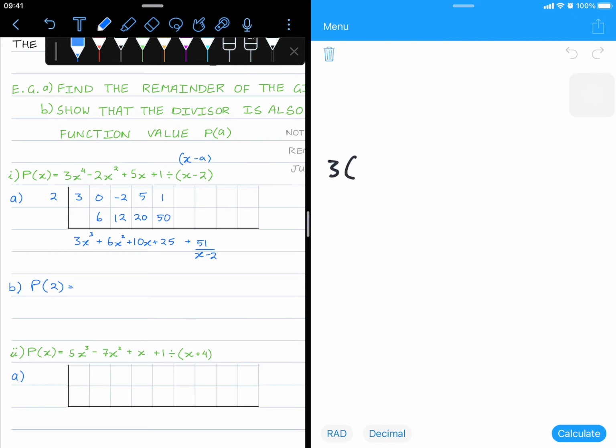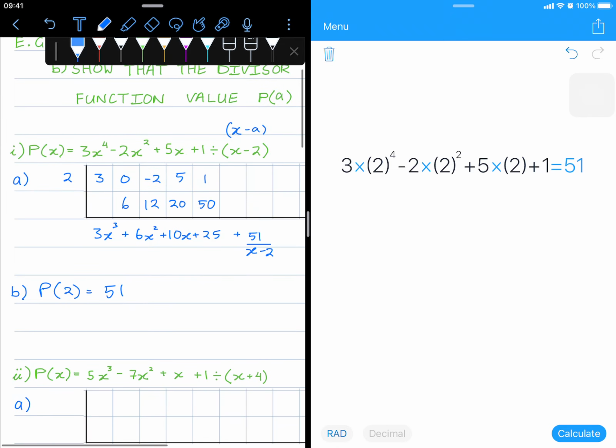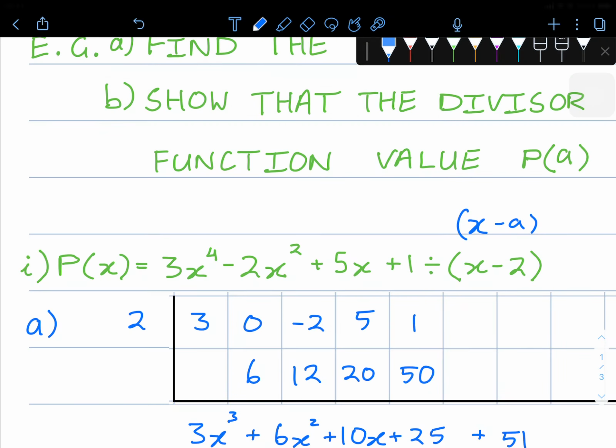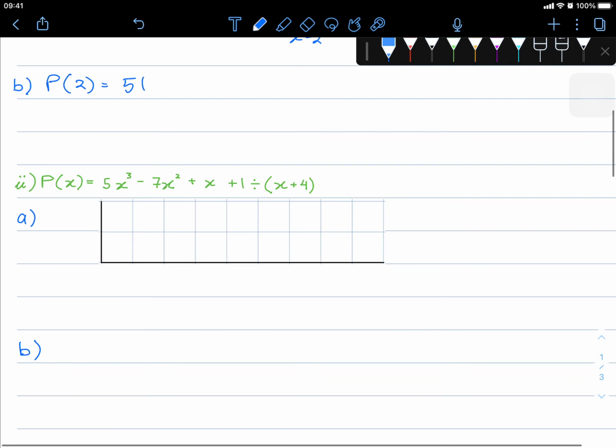So 3 times 2 to the power of 4, I'm substituting it here, minus 2 times 2 squared plus 5 times 2 plus 1, which is 51. Notice how the function value of a is the same as the remainder of the division. So let's quickly do that again. You can pause it and give it a go yourself.